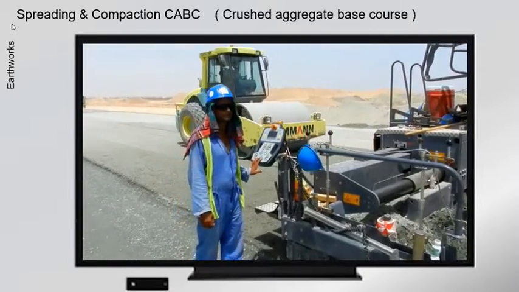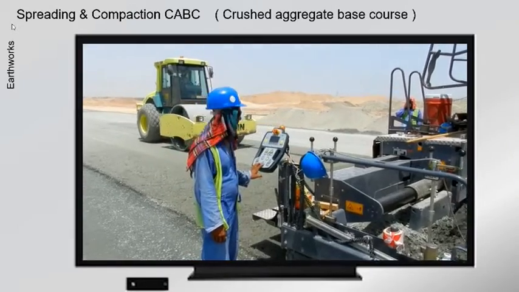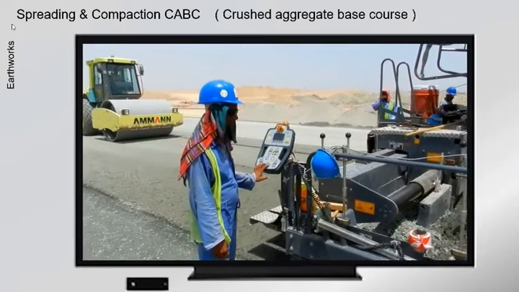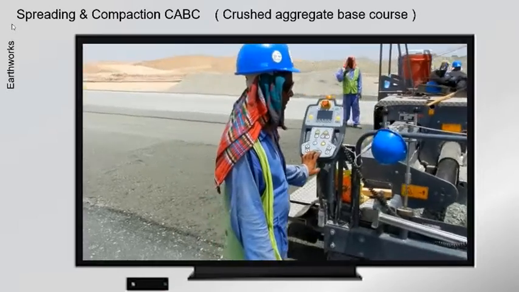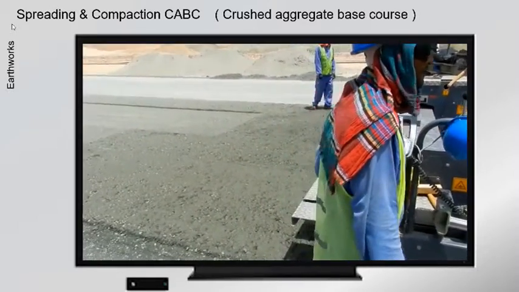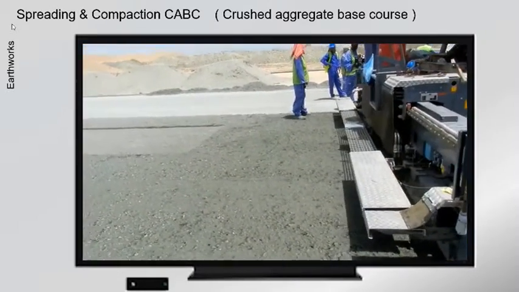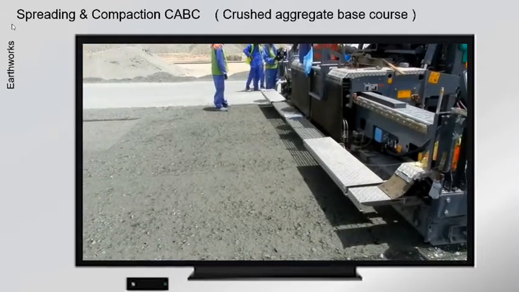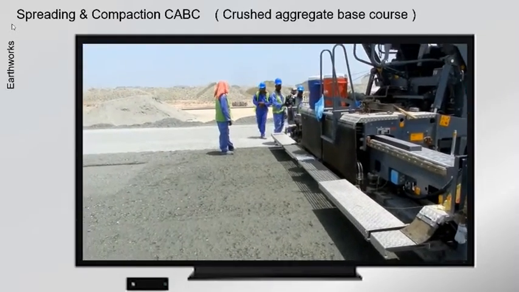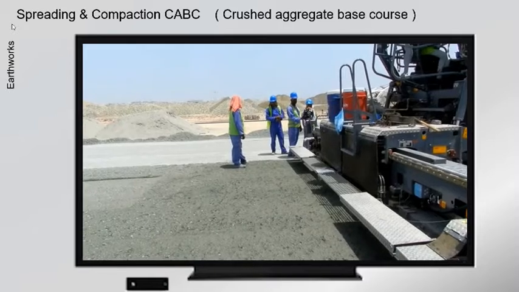The material is applied in layers not exceeding 150 mm compacted thickness. The aggregate base course is spread using tracked pavers fitted with automatic screed control to the required width, thickness, profile, camber, and crossfall.